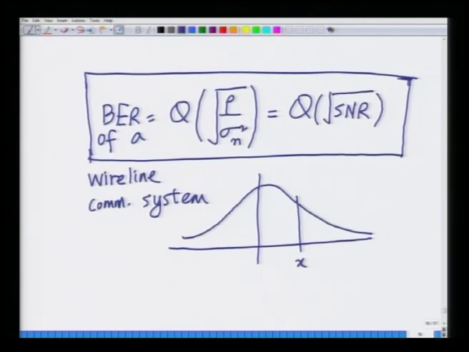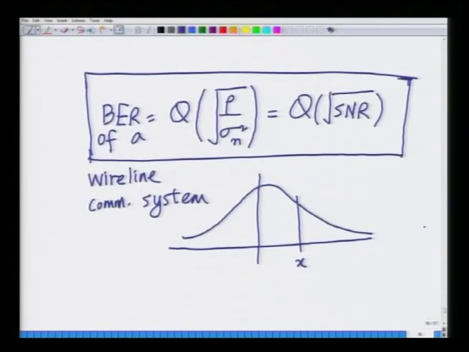In the ideal case, if the signal to noise ratio is infinity, that is either signal power is infinity or noise power is very small, that is 0, then this is Q of infinity, which you can see is the integral to the right of infinity, which is essentially 0. So, as SNR tends to infinity, this probability of bit error tends to 0, which makes intuitive sense, and this is the bit error rate performance of a wireline communication system.